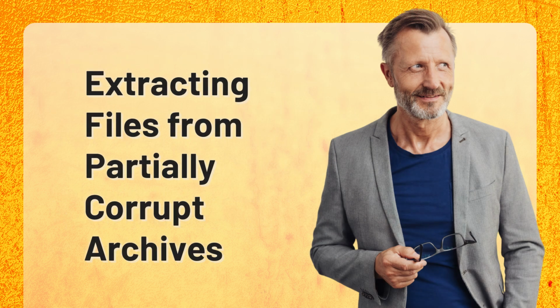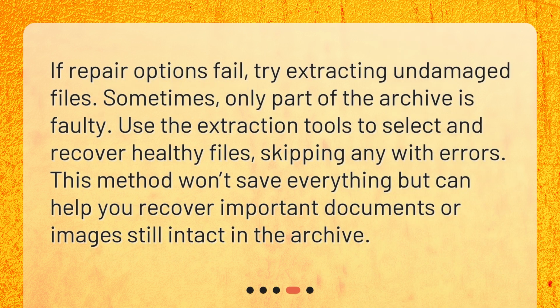Extracting files from partially corrupt archives. If repair options fail, try extracting undamaged files. Sometimes only part of the archive is faulty. Use the extraction tools to select and recover healthy files, skipping any with errors. This method won't save everything, but can help you recover important documents or images still intact in the archive.